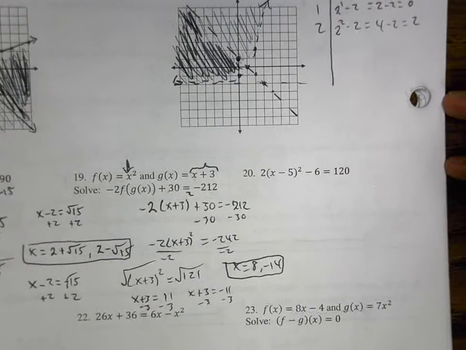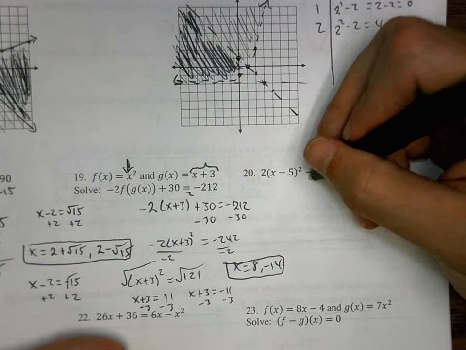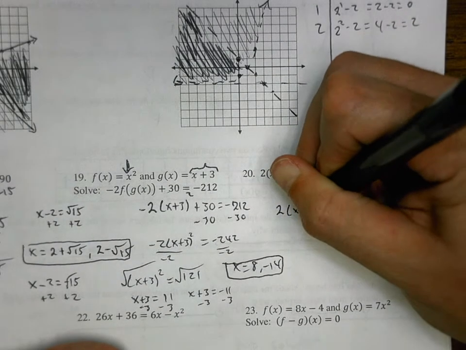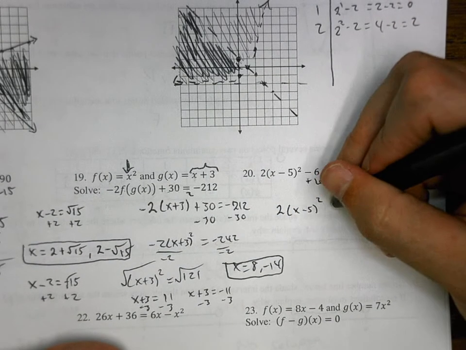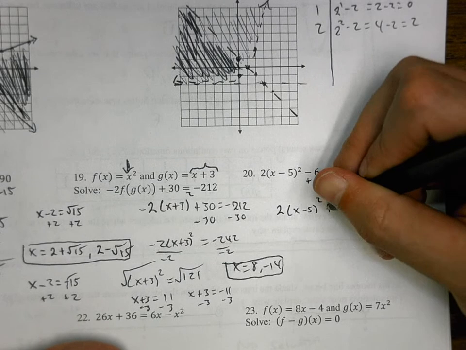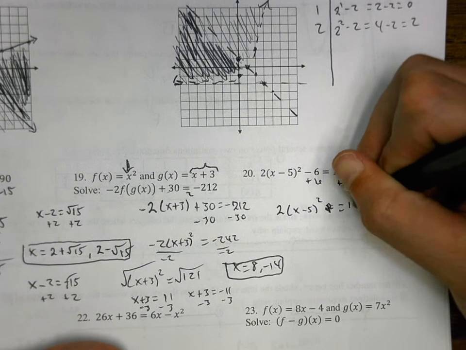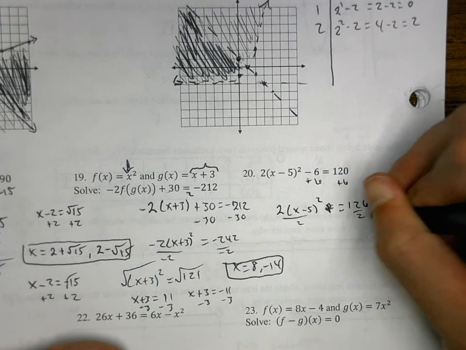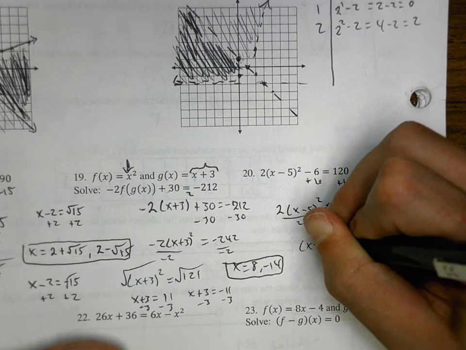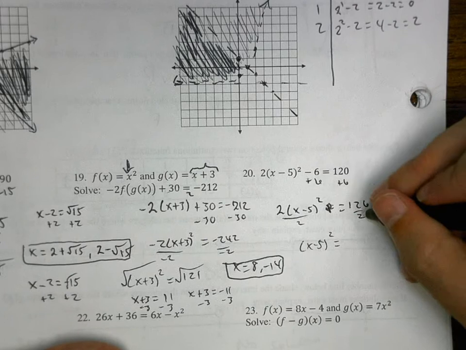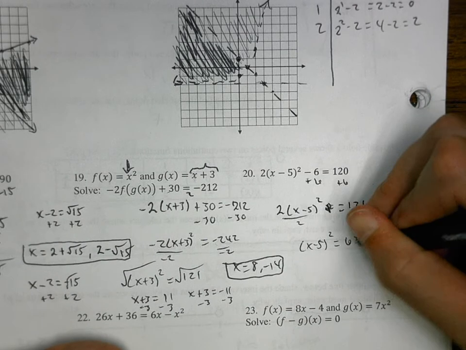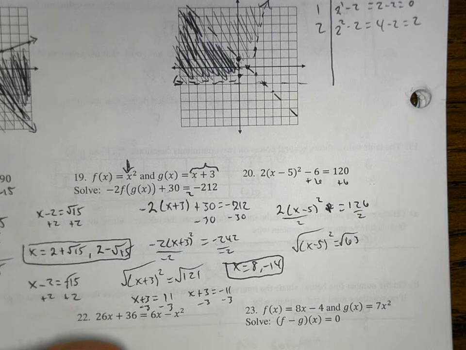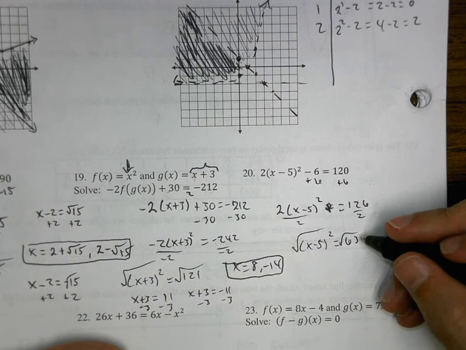For number 20, add 6 to both sides. 2 parentheses x minus 5 squared equals 126. Divide both sides by 2. X minus 5 squared equals, that would be 63. Square root both sides. And 63 can be broken up.